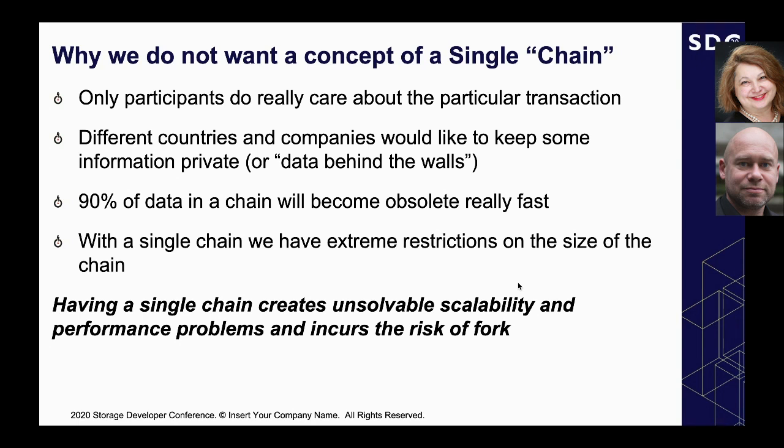Third reason is that 90% of the data in a blockchain will be obsolete and outdated really soon. Having a single chain with all this outdated data is like being a dinosaur with a long, heavy tail. Slow and sloppy. Finally, with a single chain, we have extreme restriction on the size of the chain and on the amount of data we can put in it, which makes the chain and the whole blockchain much less useful and applicable for the real business cases.